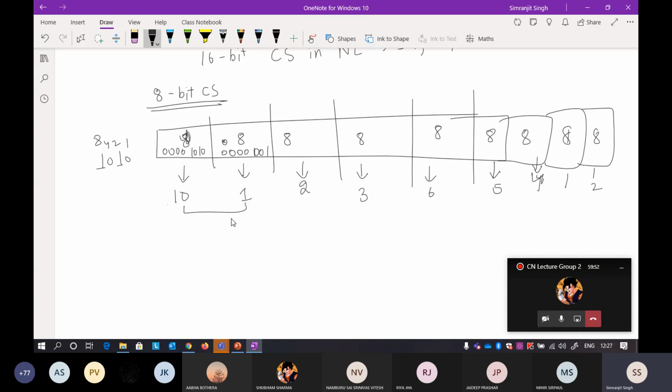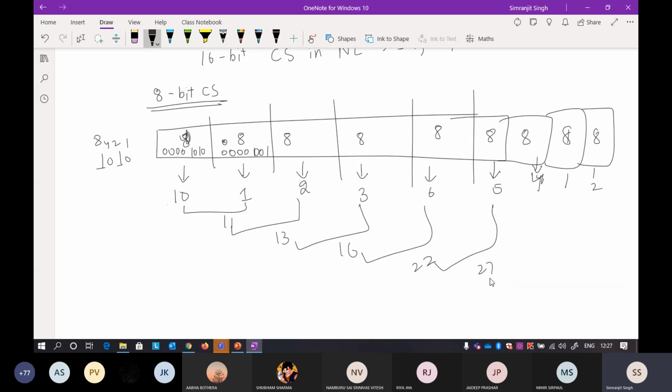Now you just add it. It will be 11. 11 plus 2, it will be 13. 13 plus 3, it will be 16. 16 plus 6, it will be 22. 22 plus 5, it will be 27. 27 plus 4, it will be 31. 31 plus 1, it is 32. Then plus 2, so 34. In the end, when you added all the numbers, you got 34.